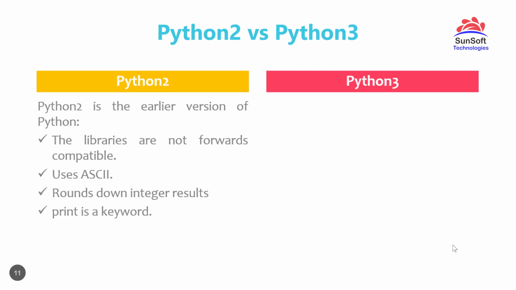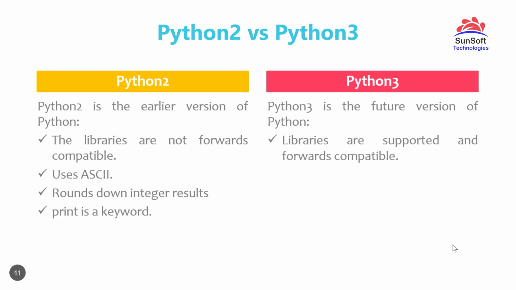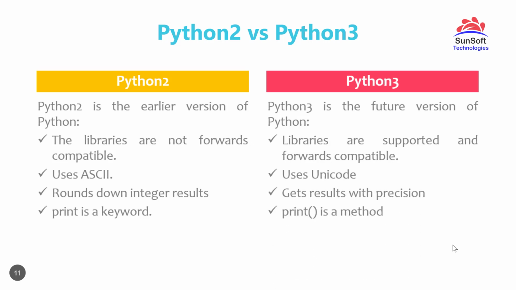keyword with Python 2. Python 3 is the future version of Python. Its libraries are supported and are forwards compatible. It uses Unicode, which has a character set encoding of much larger characters than ASCII. It gets results with precision, and print is a method.